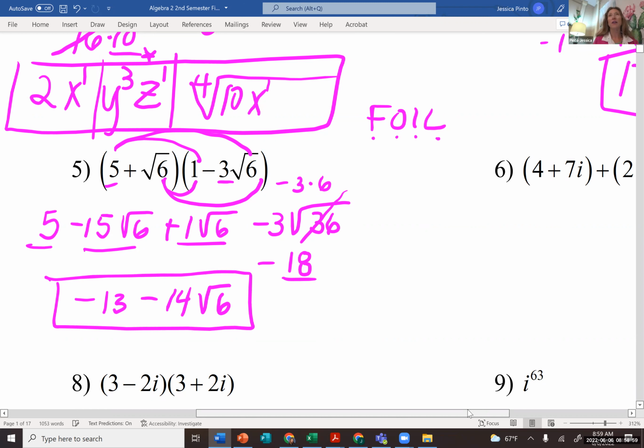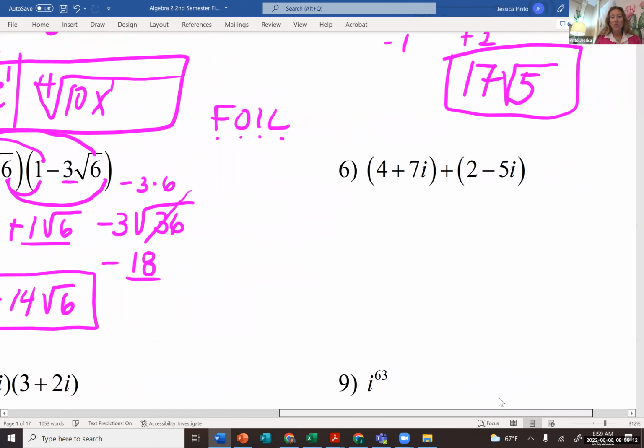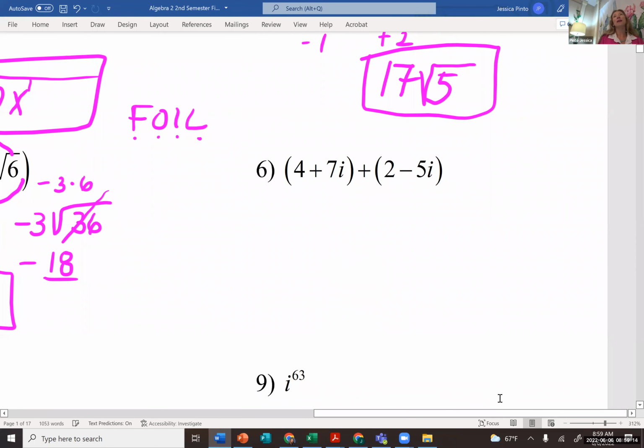It looks like I've got another problem over here. Number 6 is similar. I can see that number 8 is going to be a similar pattern. It's 2 binomials. But let's take a look at number 6 first. So number 6 is an example of 2 complex numbers being added together. These are really easy. We just add the matching parts.